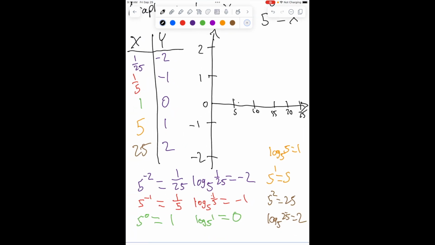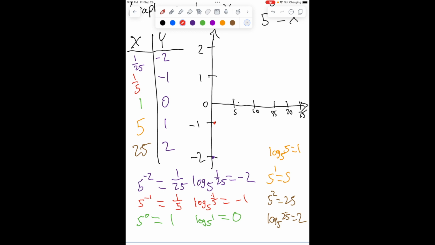So my first term, x is 1/25. That's going to be very, very close to 0, and its y value is negative 2, so that's going to be all the way down here. Logarithms actually are going to create an asymptote, as we'll see. When I go to x is 1/5, that's a little bit further out, but still not very far on our graph. y is equal to negative 1.